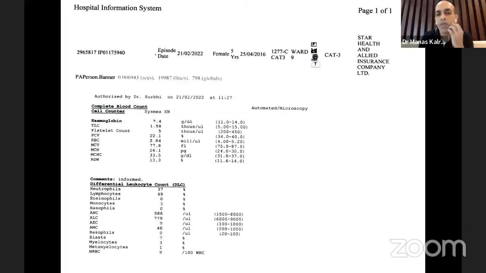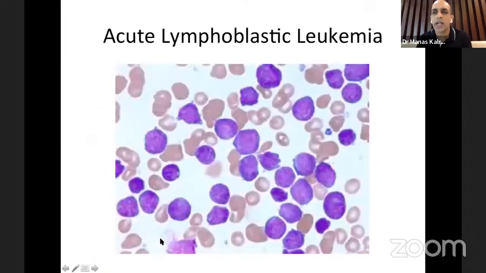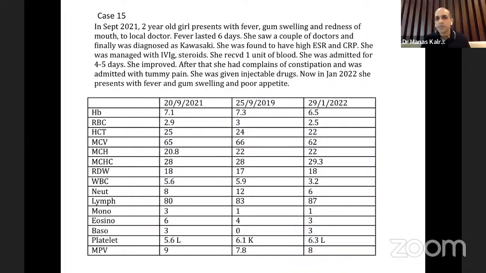So CBC is very, very important. This is the full-blown CBC of this child. When she came to us at Gangaram Hospital, the platelet was 5,000. There were already blasts in the peripheral smear. No big deal making a diagnosis of leukemia in this case. ALL carries an 80% success rate, but if we mistreat them, obviously the success rate will go down.